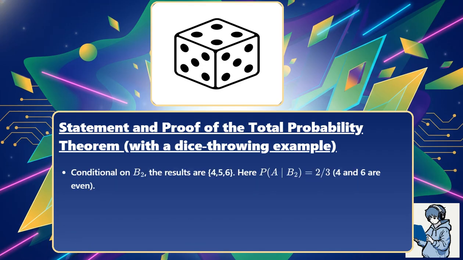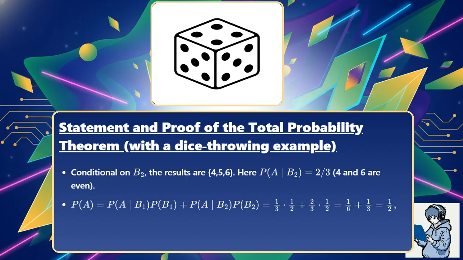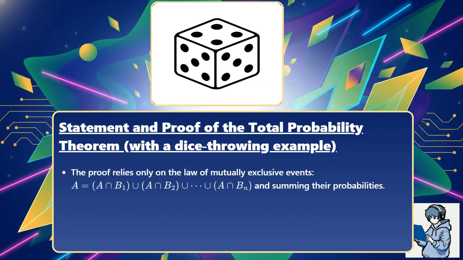Conditional on B2, the results are 4, 5, 6. Here P(A given B2) equals 2/3, 4 and 6 are even. P(A) equals P(A given B1) times P(B1) plus P(A given B2) times P(B2) equals 1/3 times 1/2 plus 2/3 times 1/2 equals 1/6 plus 1/3 equals 1/2. Which matches the direct computation, 3 even faces out of 6. The proof relies only on the law of mutually exclusive events. A equals (A intersect B1) union (A intersect B2) union ... union (A intersect Bn), and summing their probabilities.